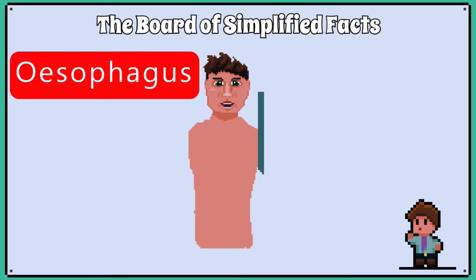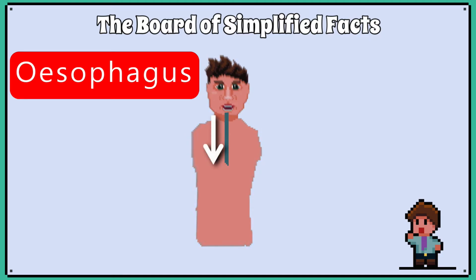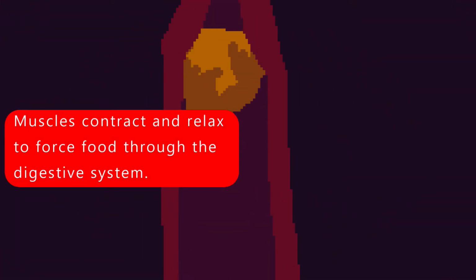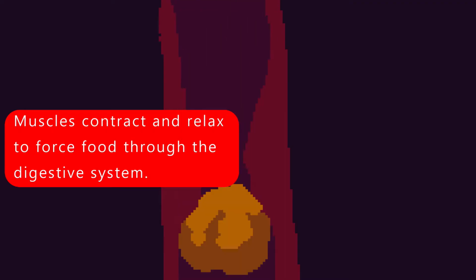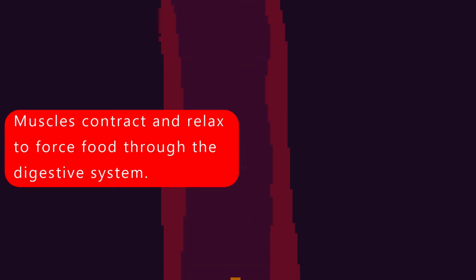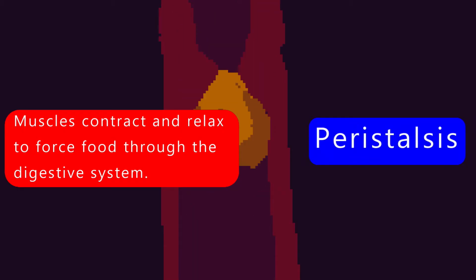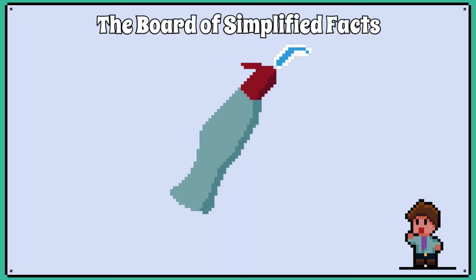The food is then swallowed and travels down the esophagus. The esophagus has muscles which contract behind the food and relax ahead of it. This forces food down the esophagus in a process called peristalsis, which happens throughout the digestive system. I like to imagine it like squeezing toothpaste out of a tube.